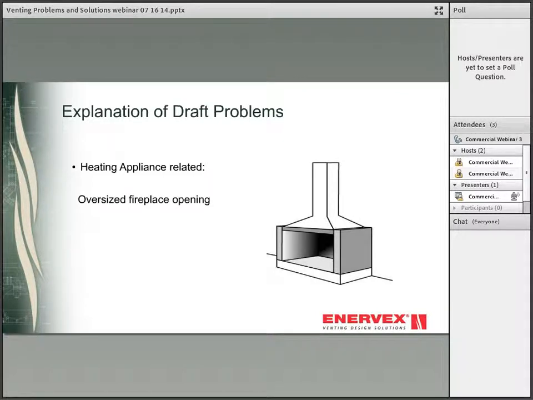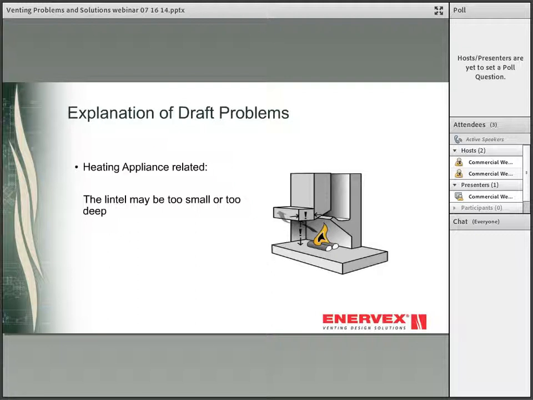Now you can also reduce the opening by rebuilding it. And if the lintel is less than 6 inches below the damper assembly, it should be extended. Or a shield, as described above, should be in place. Another solution is to install a mechanical draft system.